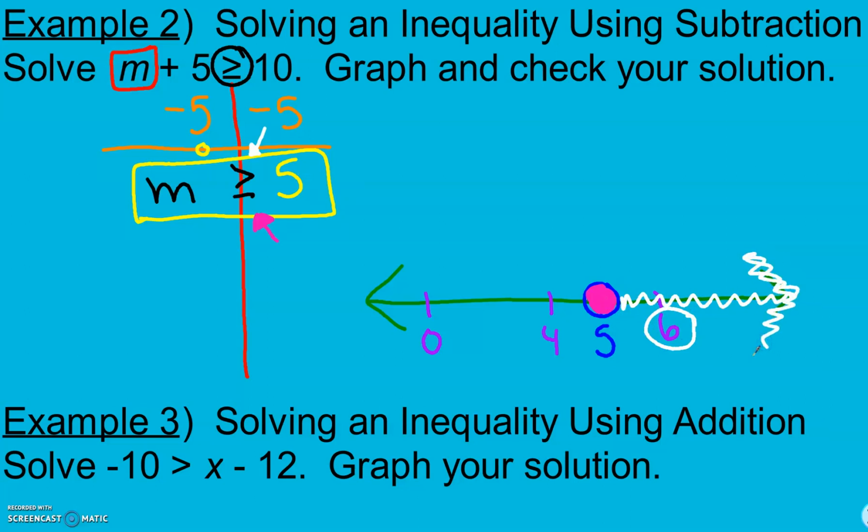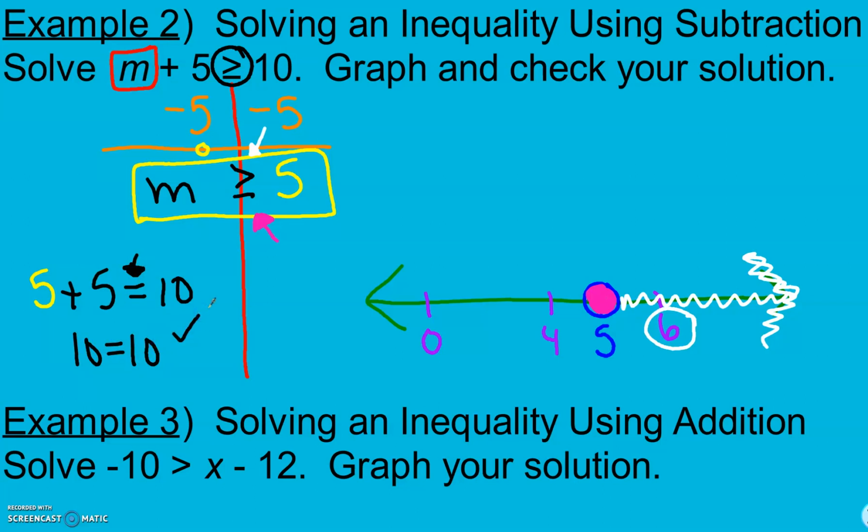To check our solution, we're going to check two things. We're going to check that boundary point. So I'm going to take my 5 and plug it in. 5 plus 5 should equal 10. Okay, we're going to check the boundary point. It should be equal, 10 equals 10. That makes sure my point is on the right side.